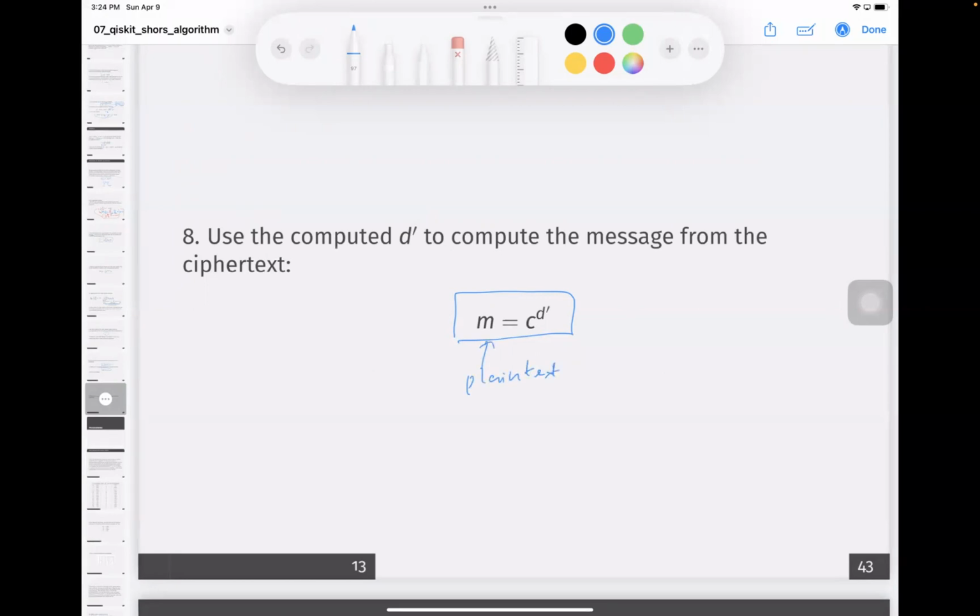Okay, so that's as far as the theory. In the next section, we are now going to use Qiskit. We're going to show how we implement all of this in Qiskit.